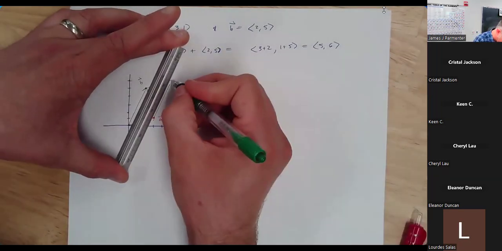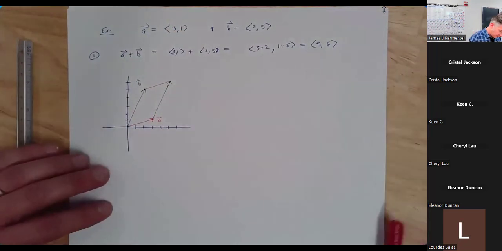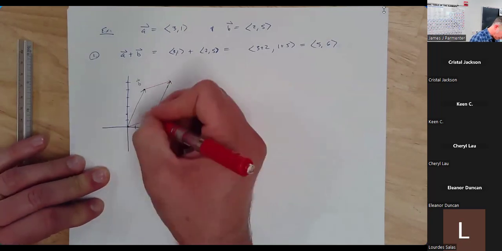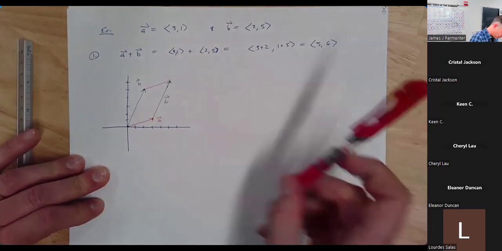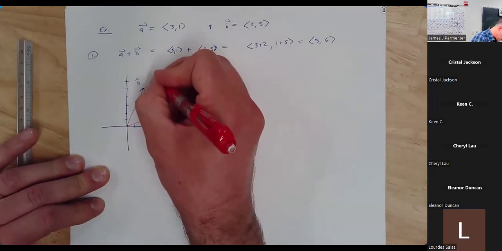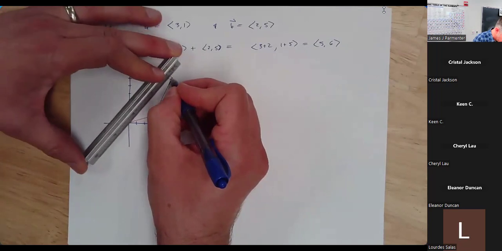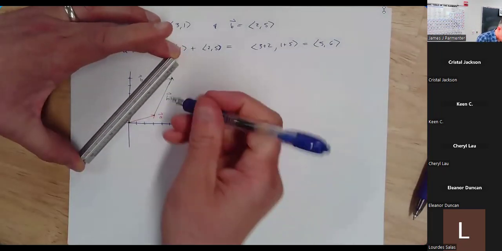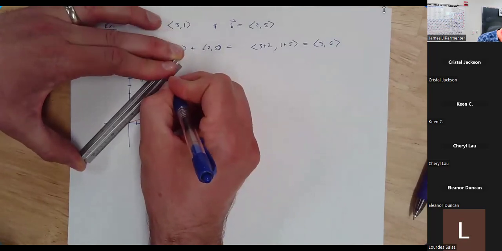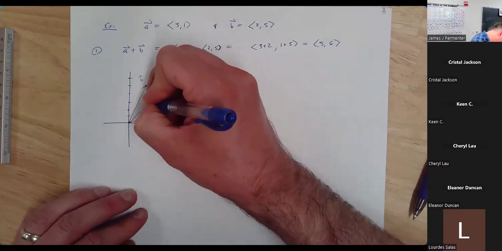Make that one long enough, sorry. Either way you slice it, you have either A plus B or B plus A. And the resulting diagonal of this parallelogram is your sum. There's your A plus B.